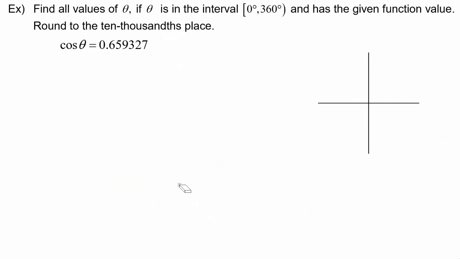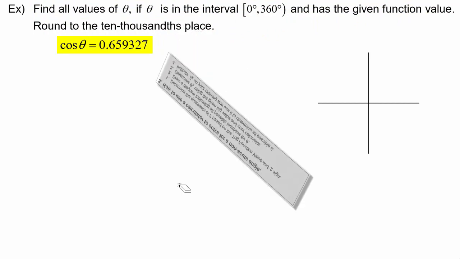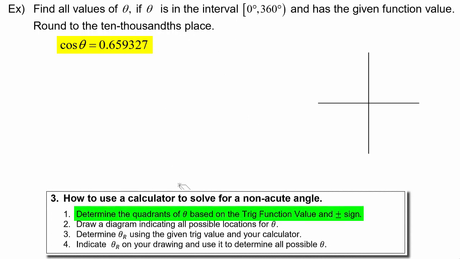In this next example, we have to find all values of theta if theta is in the interval from 0 to 360 and has the given function value, where the cosine of theta will equal 0.659327. So step 1 is to determine the quadrants of theta based on this trig function value and its sign. So once again, we see we have cosine of theta is a positive number here.